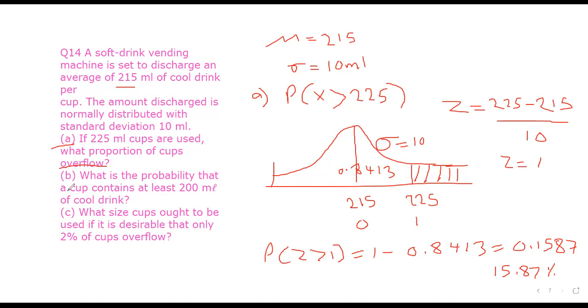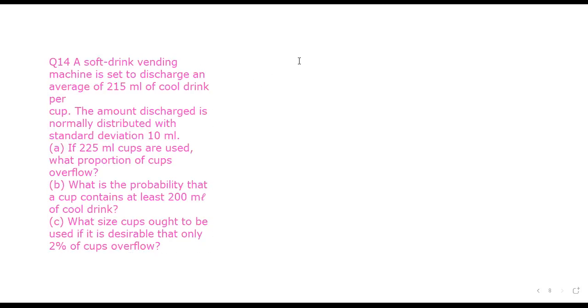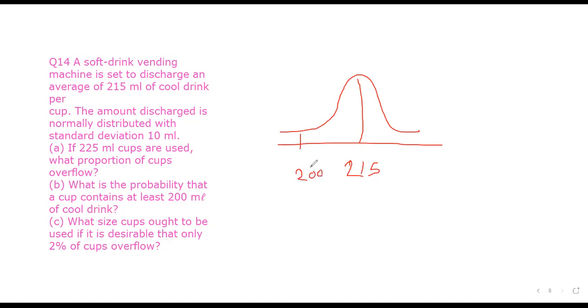What is the probability that a cup contains at least 200 ml of cool drink? At least means what? At least means what? Andy, at least means what? Greater or less? At least, the least should be 200, so it has to be greater. Yes, it means that number and above.